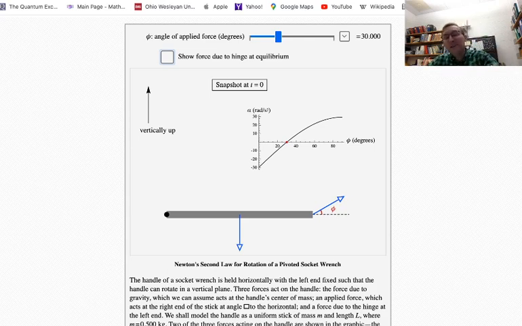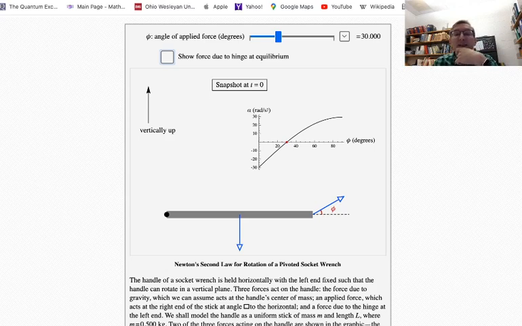The slider tells me that right now, that angle phi is set at 30 degrees. You can see it up there at the top. There's also a graph of the angular acceleration in radians per second squared that the handle would have as a function of phi. You can see the red dot on the graph that corresponds to the angle we've set, 30 degrees.